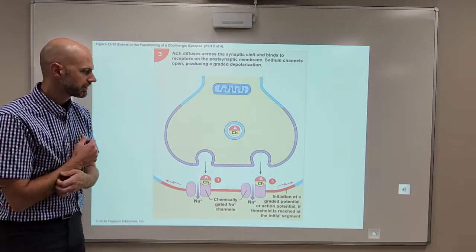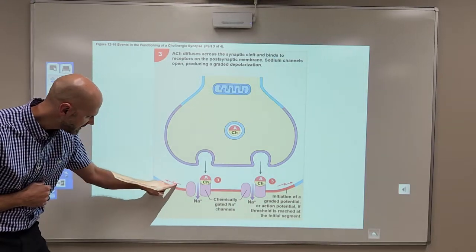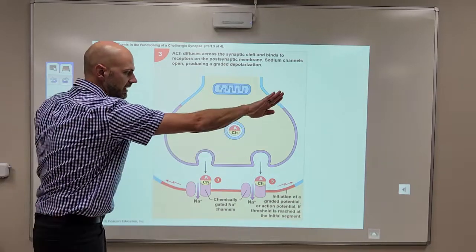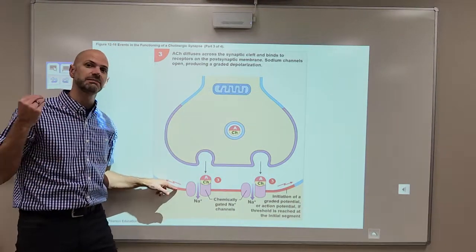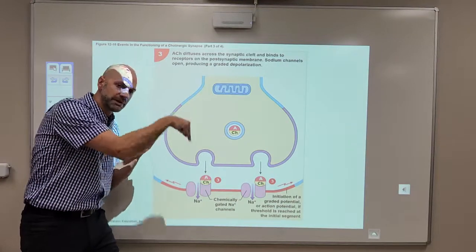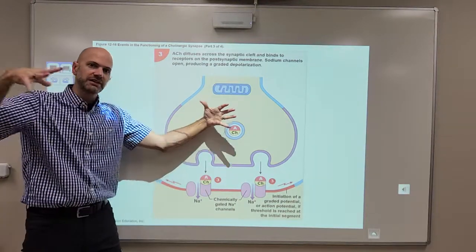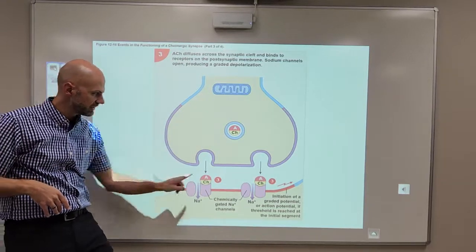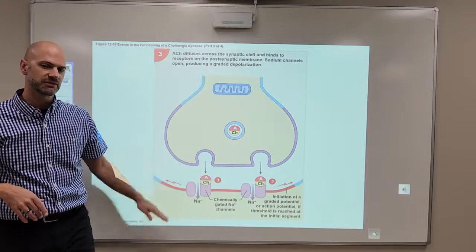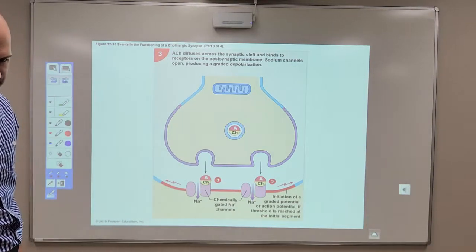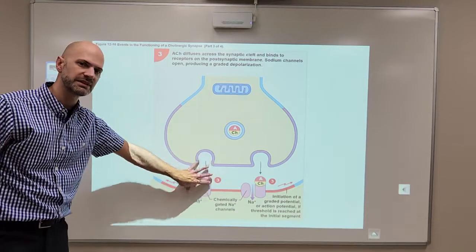And then we have this depolarizing event. These little red arrows are going off in opposite directions because this is the beginning of a graded potential. It's like the drop in the water. We have that rippling effect in all directions. This is going this way, and this is going this way. This is a graded potential, the beginnings of a graded potential. It starts at synapses.